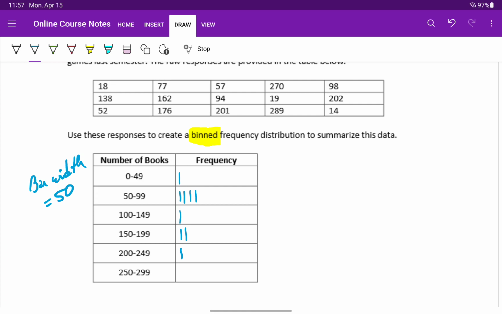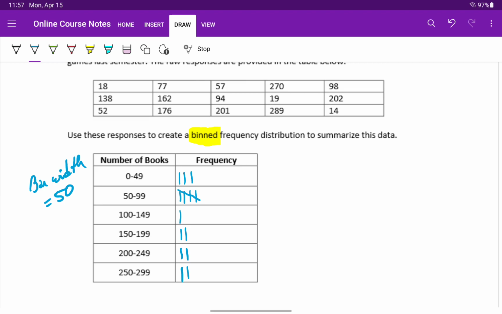201 would be in that second to last bin. 270 would be in the last bin. 19 in the first bin. 289 in the last bin. 98 would occur in the second bin. 202 in the second to last bin, and 14 occurs in that first bin.